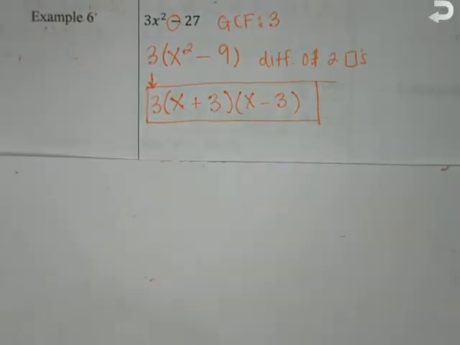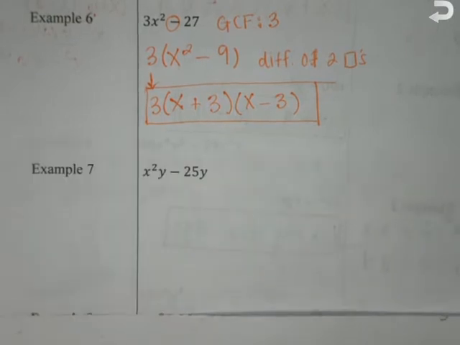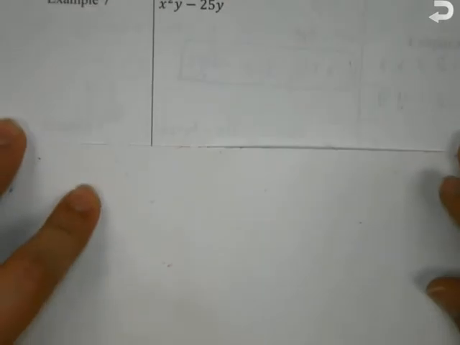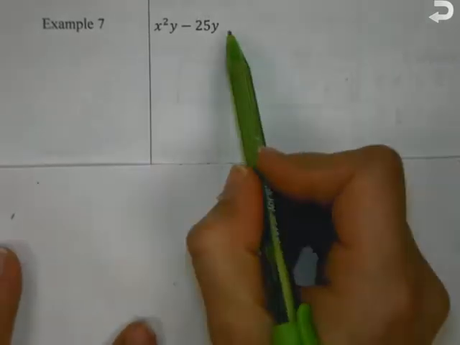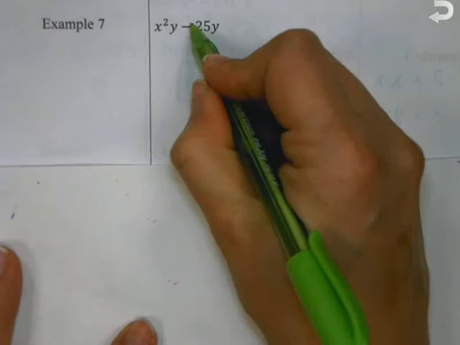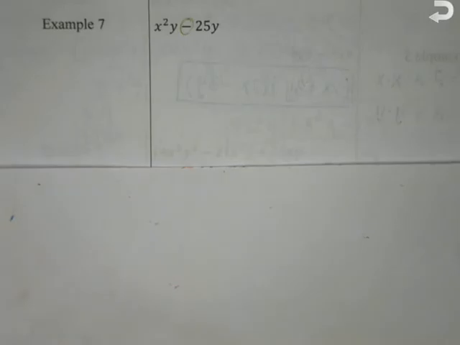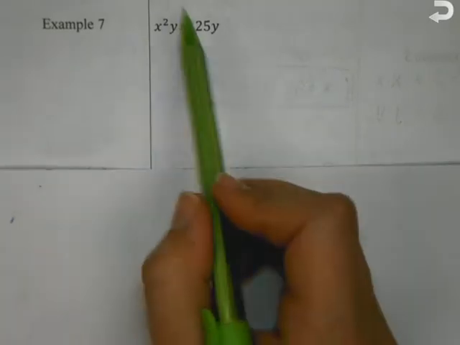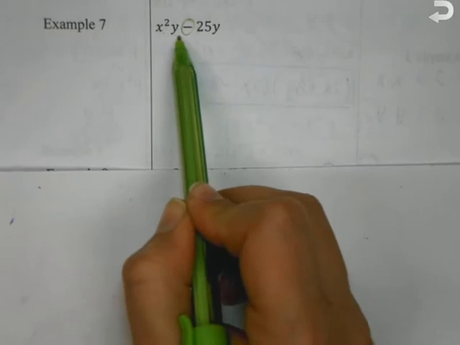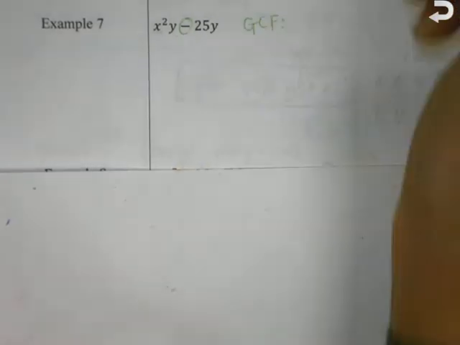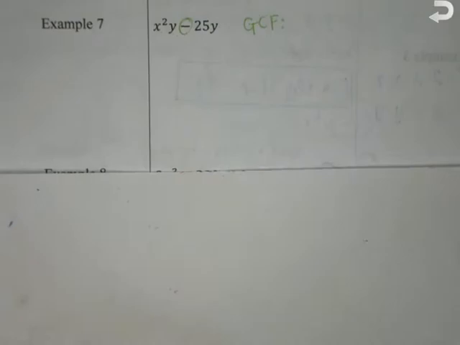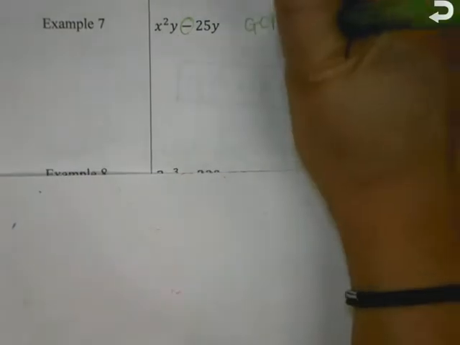Example 7. Okay, when I'm looking at this problem, I notice it is a difference, and I see kind of squares in here, but these are not perfect squares because it's just a y, not a y squared. But do you see a GCF? Is there a term in common between all of those? Y. So our GCF is y. So factor out the y. And that leaves me with x squared minus 25.